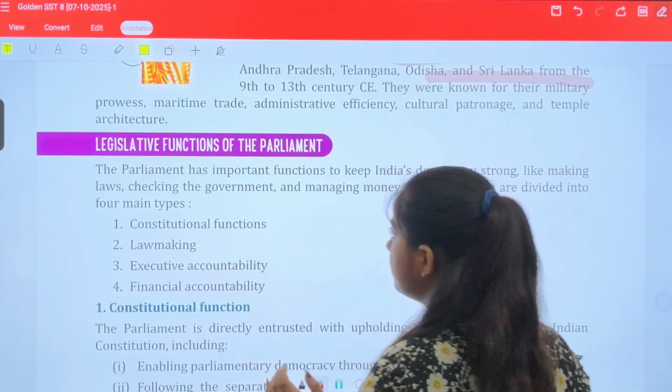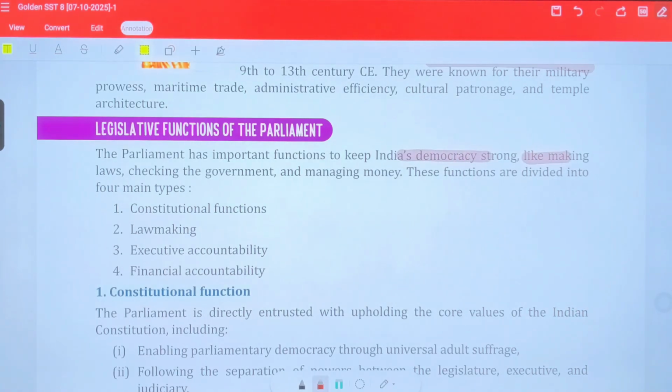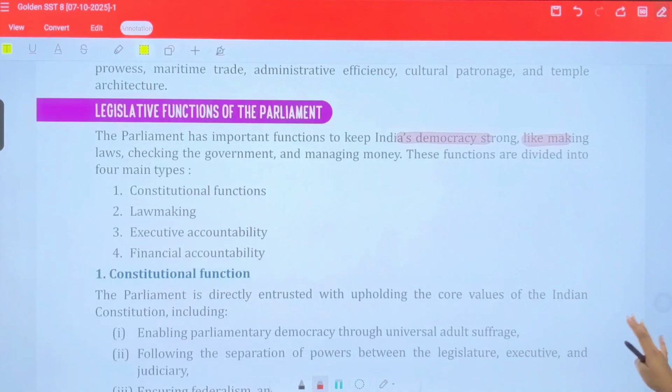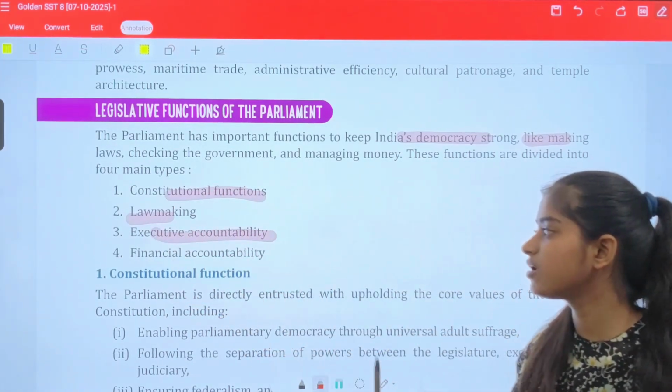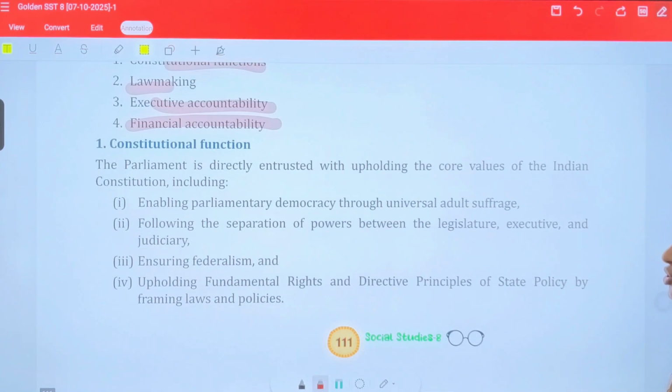Legislative functions of the Parliament. The Parliament has important functions to keep India's democracy strong, like making law, checking the government, and managing money. These functions are divided into four main types: constitutional functions, lawmaking, executive accountability, and financial accountability. What are constitutional functions?